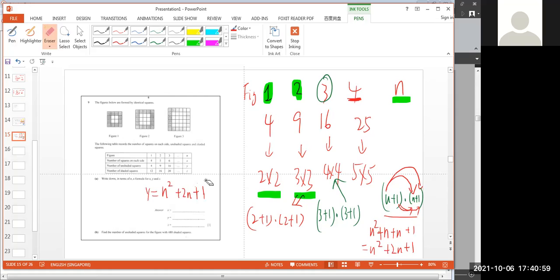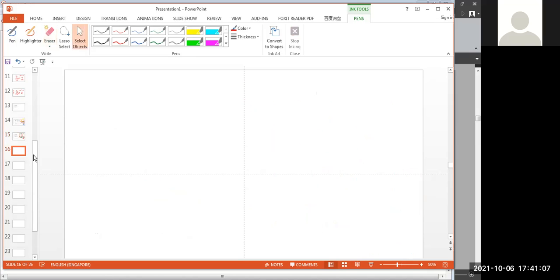So this is the answer for y. Okay, then the last one. The last one is 12, 16, 20. So figure 1, 12, 16, 20. This one is easy because this is plus 4, plus 4. So the difference is the same.